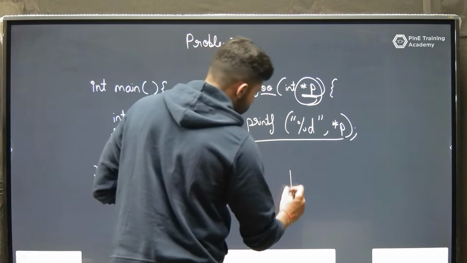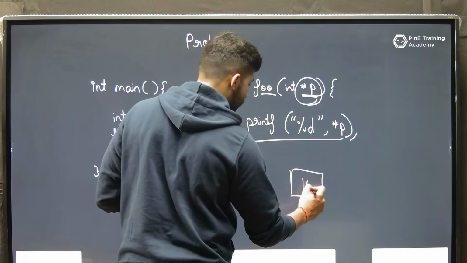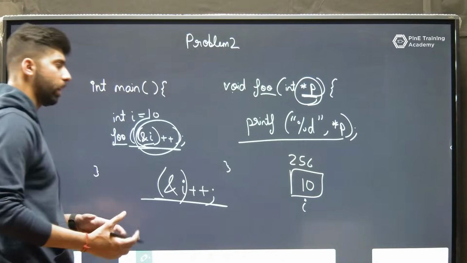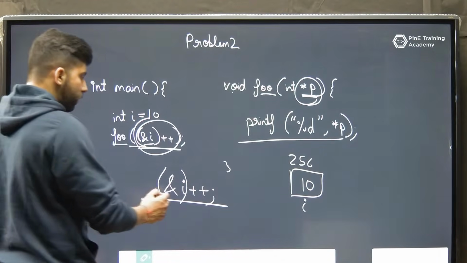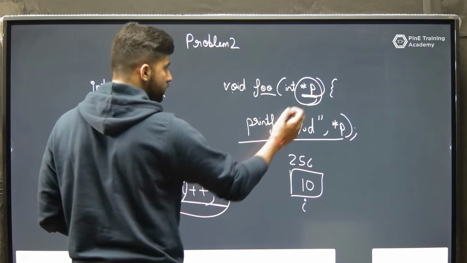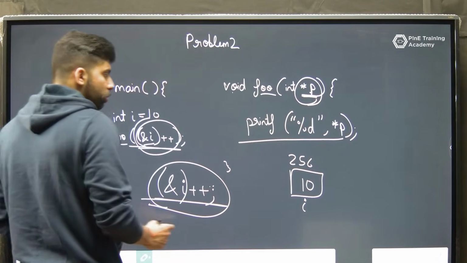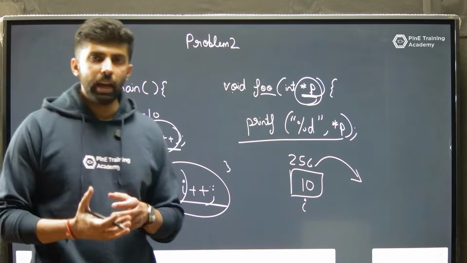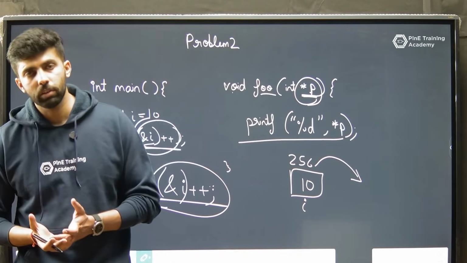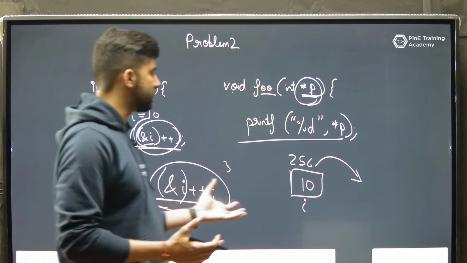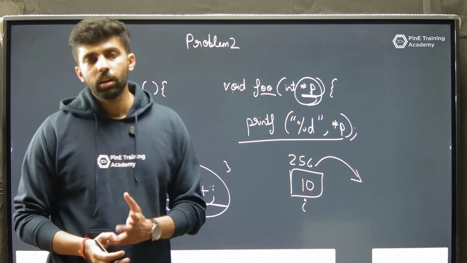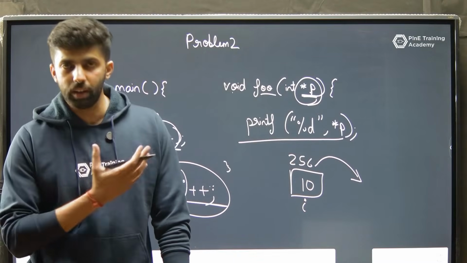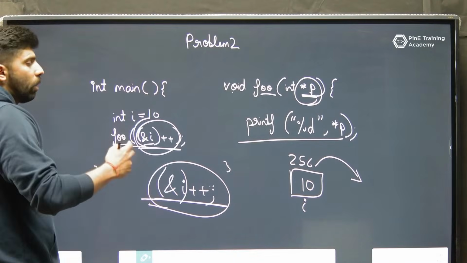What will happen if I have I which has 10 stored, suppose at an address 256? Suppose this is the address. I'm trying to increment it and I want to send it to P. So I'm trying to access another address which may or may not be part of our program. I'm trying to access a different memory. It is not necessary that it will happen, but it is possible that my program will crash here.